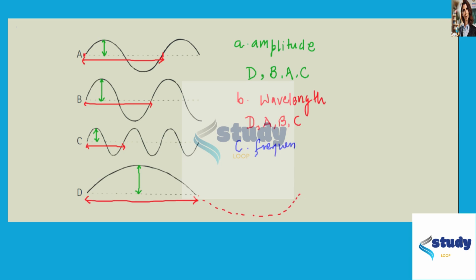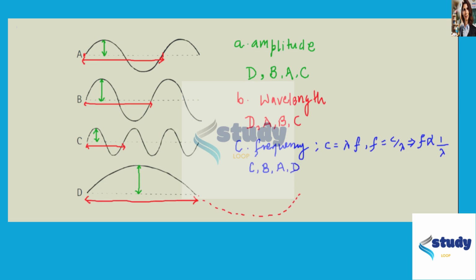Now for frequency, we don't even need to measure because we know that velocity c is equal to lambda into f. So frequency is equal to c by lambda. So this implies that since c is constant here, frequency is inversely proportional to only lambda, right? So which has the greatest, we just reverse the order of lambda, or the wavelength. So the answer would be C, B, A, D.